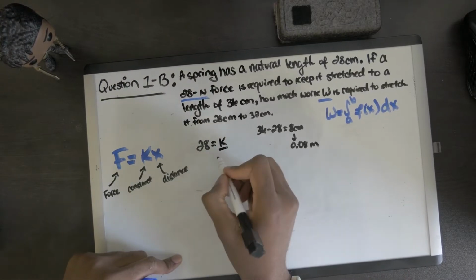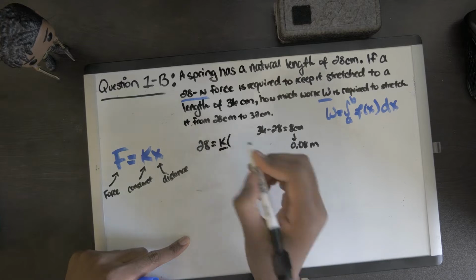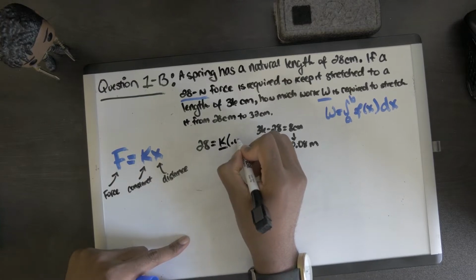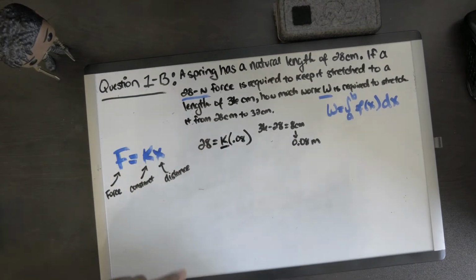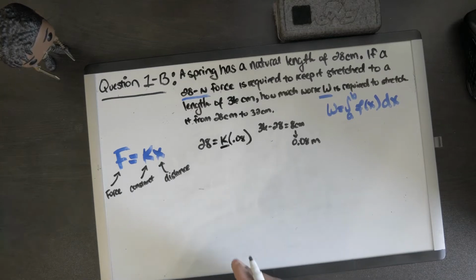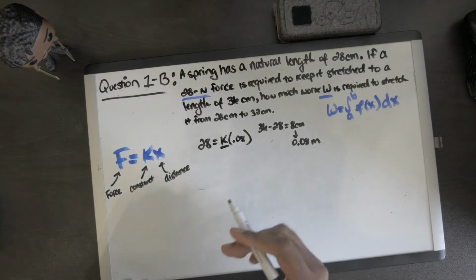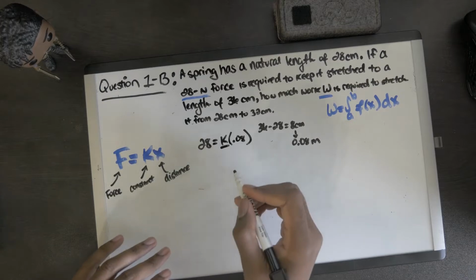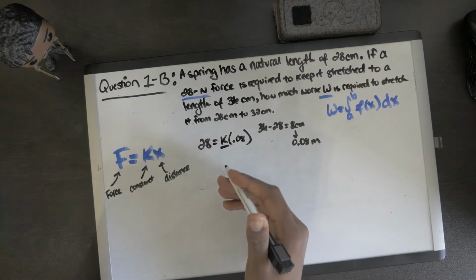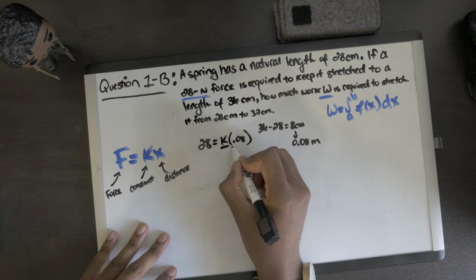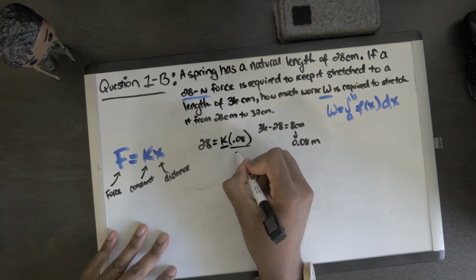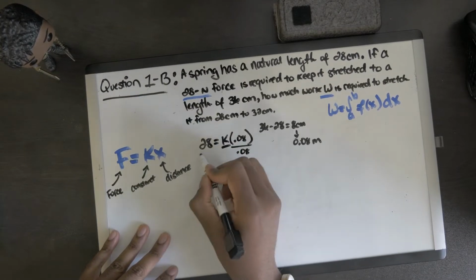All right, so now let's plug that back into the formula that we have so far. We know 28 equals K times 0.08. All right, so now we're getting somewhere. We already know the force and we know the distance, but what is the constant and how will we go about finding that? Well, easy, actually. Let's rewrite this equation so that we can find it in terms of K. What we're going to do is divide this by 0.08 on both sides.